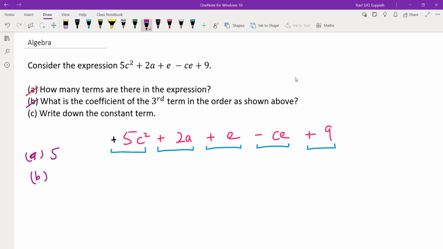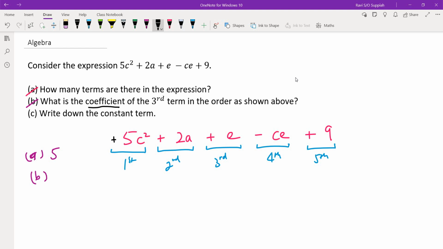What is the coefficient of the third term in the order as shown above? Okay, so again, going in this order, so this is the first term, this is the second term, and this is the third term. All right, this is the fourth term, and this is the fifth term. So for the third term, what we see is that there is a variable e. So what is the coefficient?